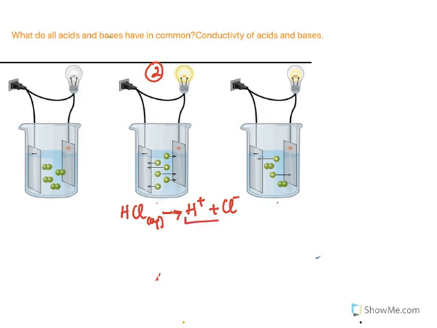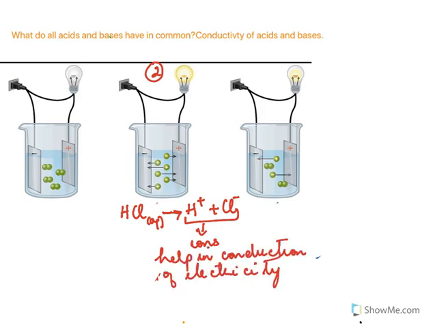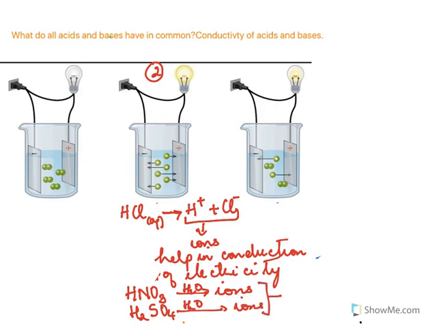So these ions help in conduction of electricity. Because acids give out ions, they are able to conduct electricity. If you take even nitric acid, it will give out ions. It breaks up to give out ions. If you take sulfuric acid in water, this also gives us ions. And the minute we have ions, they are able to conduct electricity. And that's the reason why the bulb glows.